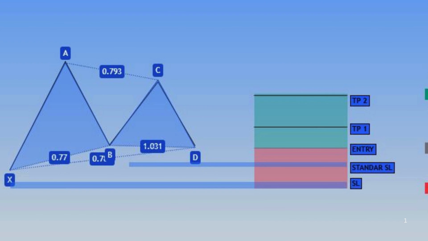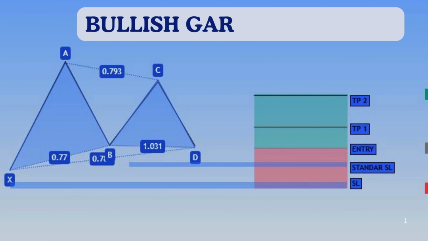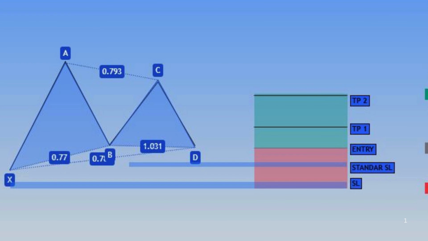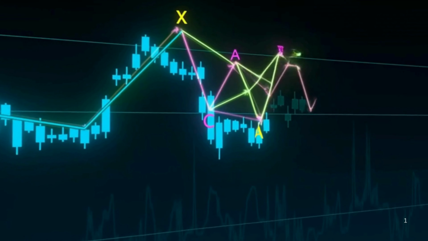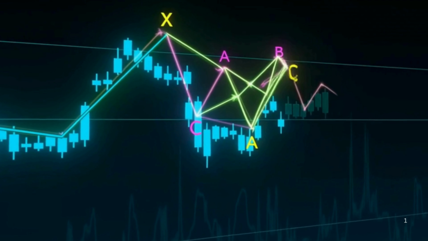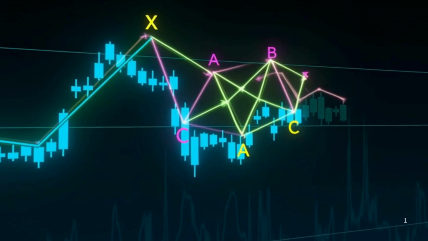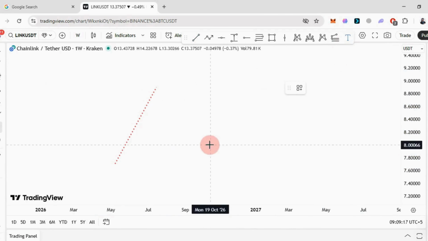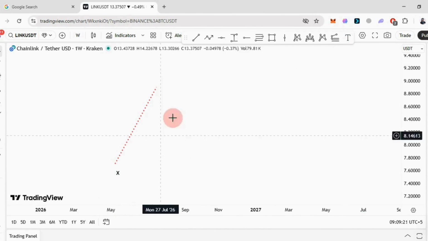In this video, we will learn the Bullish Gartley Pattern. This is a Bullish Gartley Harmonic Pattern. All harmonic patterns consist of X, A, B, C, and D legs. First, we need an anchor leg, also known as the X to A leg.